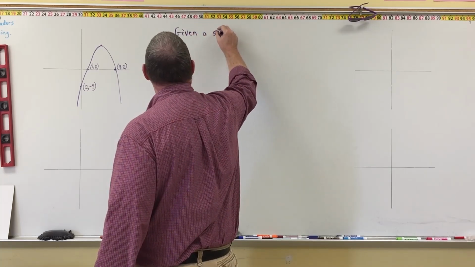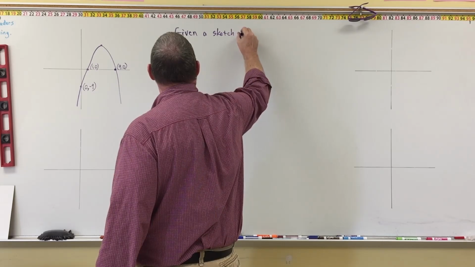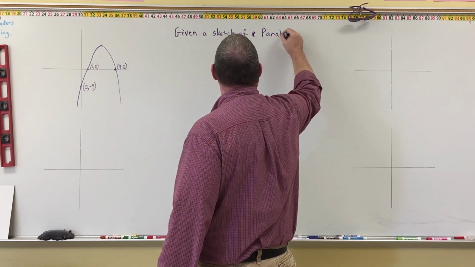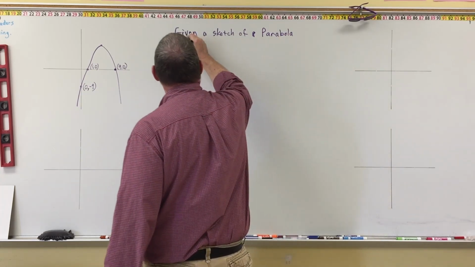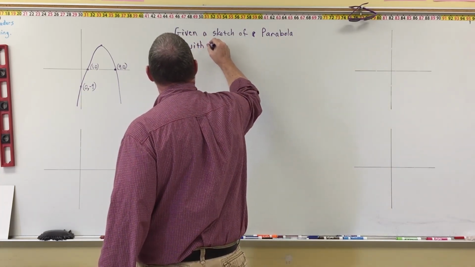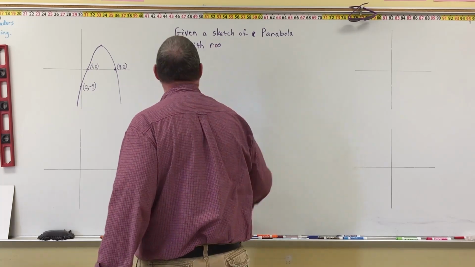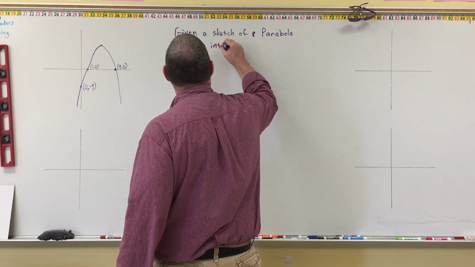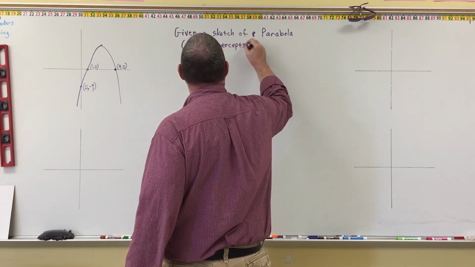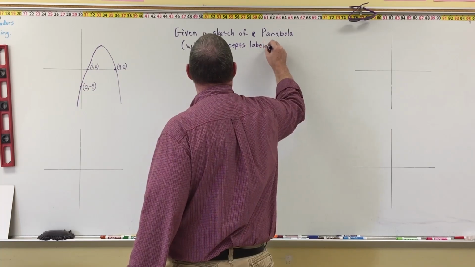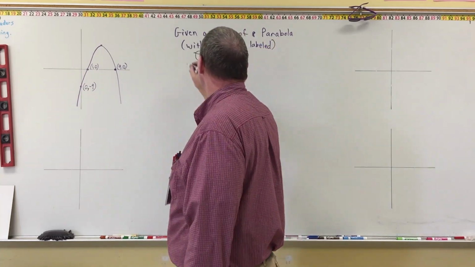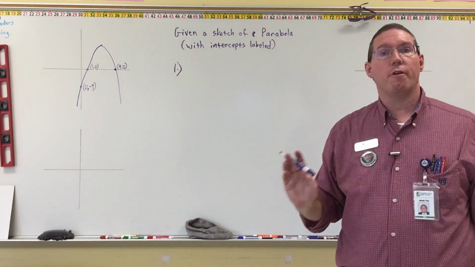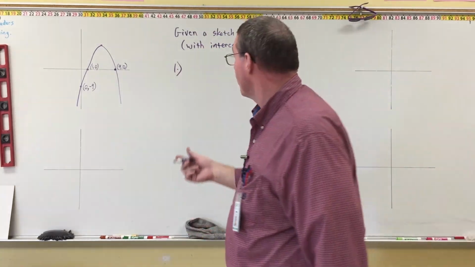And so the first thing we're going to do, given a sketch of a parabola with intercepts labeled, is identify the factored form of this quadratic function.